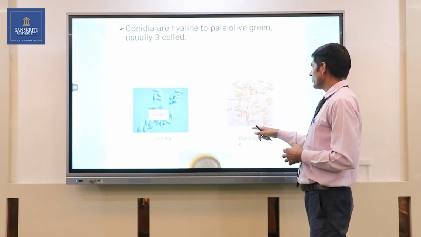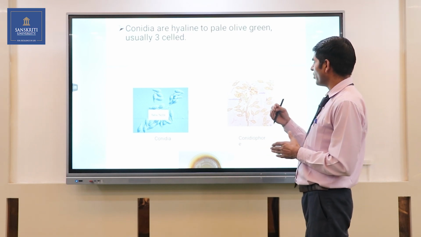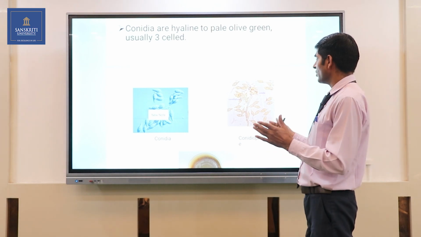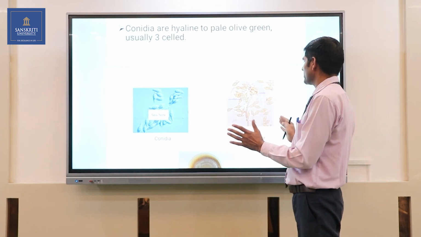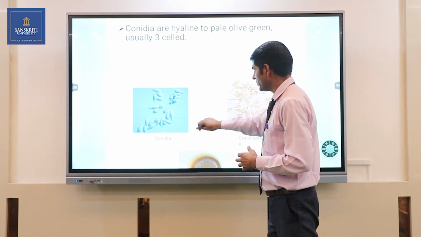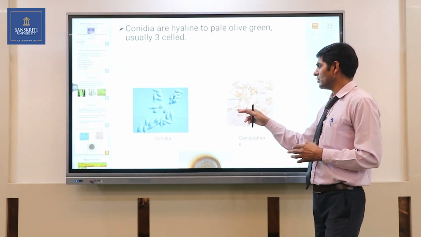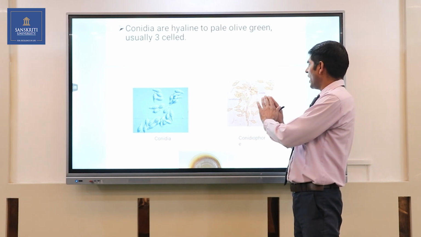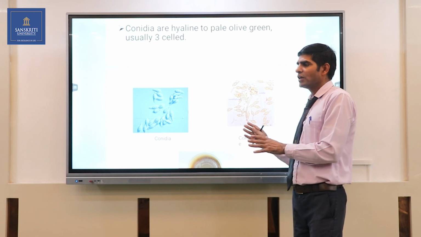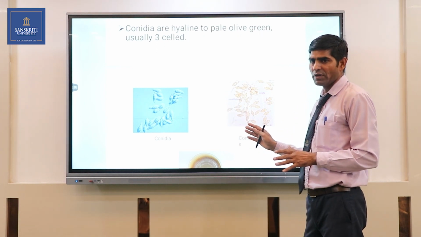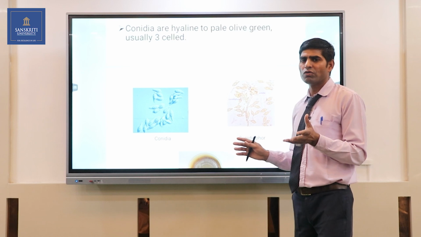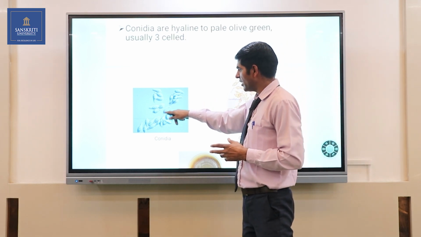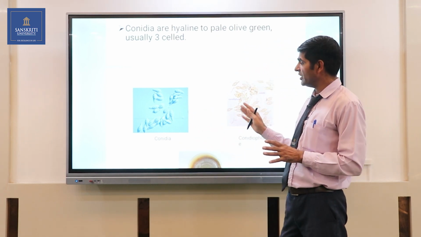And this is a conidiophore. Generally the conidia grow over the conidiophores in a cluster. Here you are looking at conidia that have been detached, separated from the conidiophores. It is looking like a pear shape, as you know, the fruit. The conidium is 3-celled, with 3 septations.